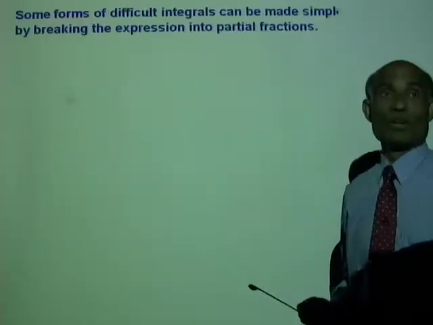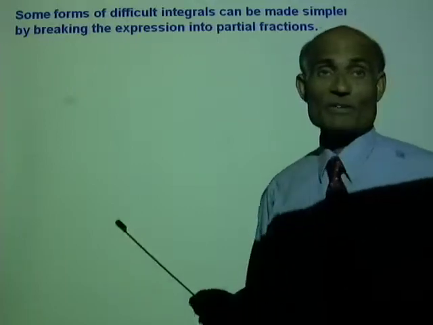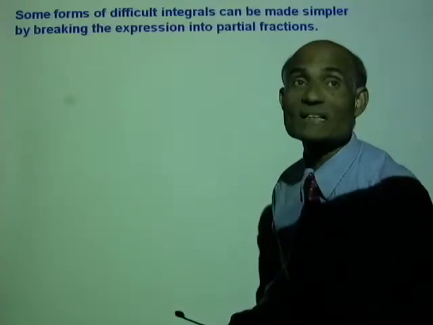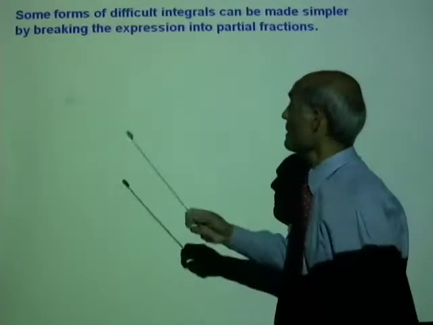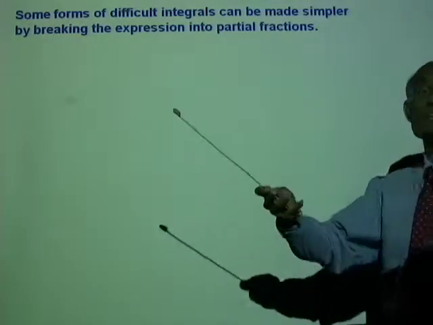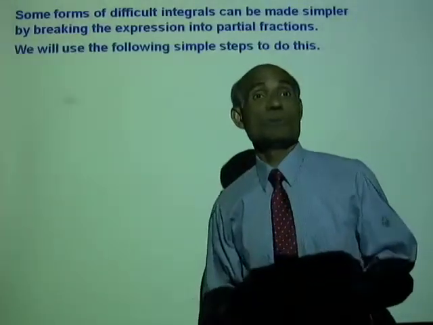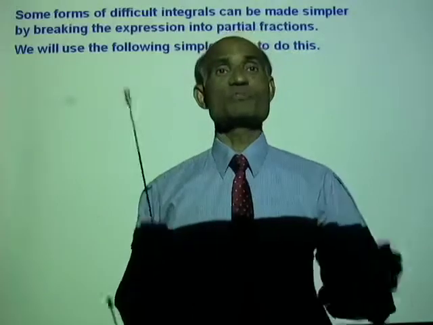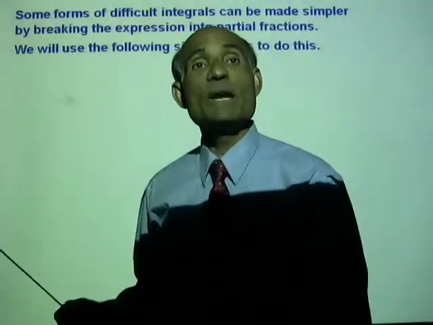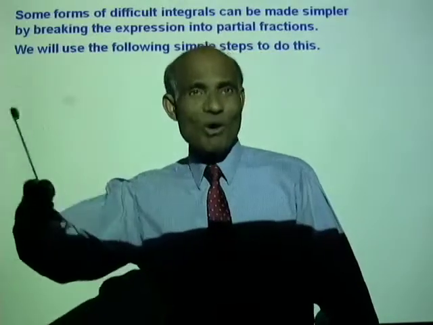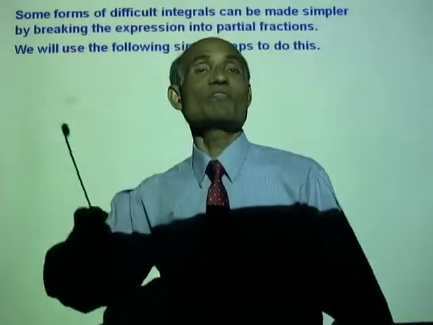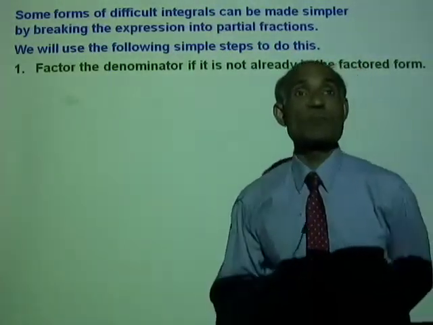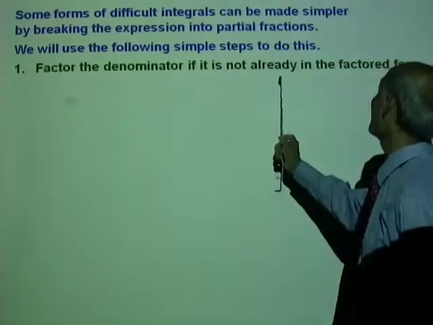Alright, so while the left side of this expression is difficult to integrate, we can integrate the right side of the expression. Now, let me review one more time some of the forms that we can write into partial fractions. Some forms of difficult integrals can be made simpler by breaking them down into partial fractions. Now, we will use some simple rules in order to break down a complex expression into the sum of simple expressions like f of x plus g of x form. Alright, the first thing to do is factor the denominator if it is not already in the factored form.